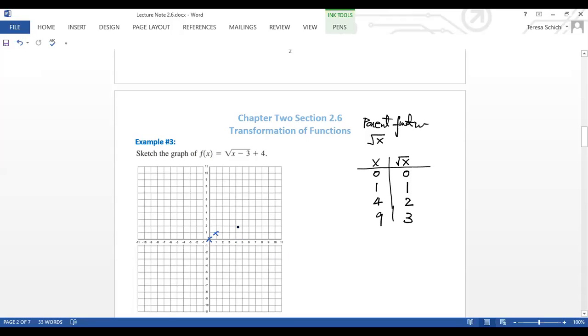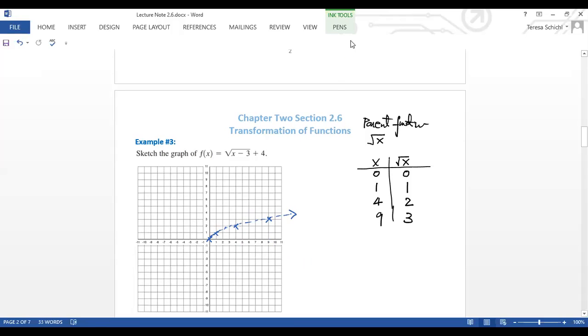Then (4, 2) is here. Then (9, 3) is here, right? So these are my parent function's points. So I go boom, boom, boom, boom, boom, boom, boom. So I put the dotted lines here.